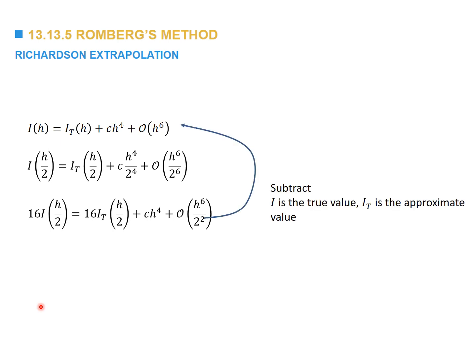Then subtracting as well, just similar to what we did before, we'll get an approximation using this term, which is 16 multiplied by the value obtained with h over 2 minus the approximation obtained with h, divided by 16 minus 1, and the error term is directly proportional to h power 6.